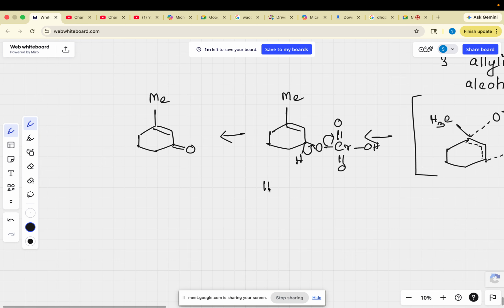Or you can think that water is there in the reaction, abstracting the proton from here, so this bond breaks to here and this is a good leaving group which is leaving from here. So ultimately what you are getting is a ketone compound.